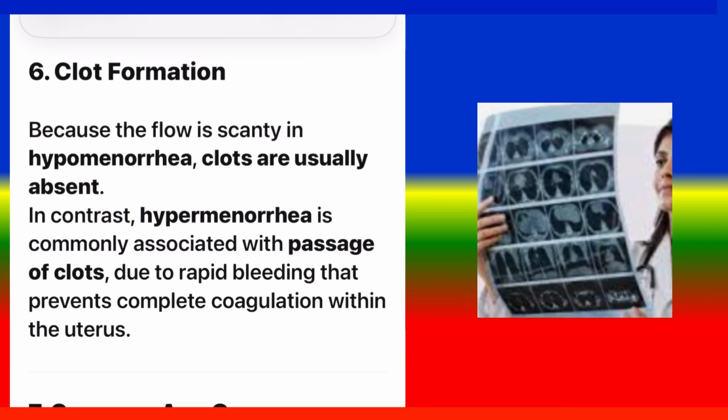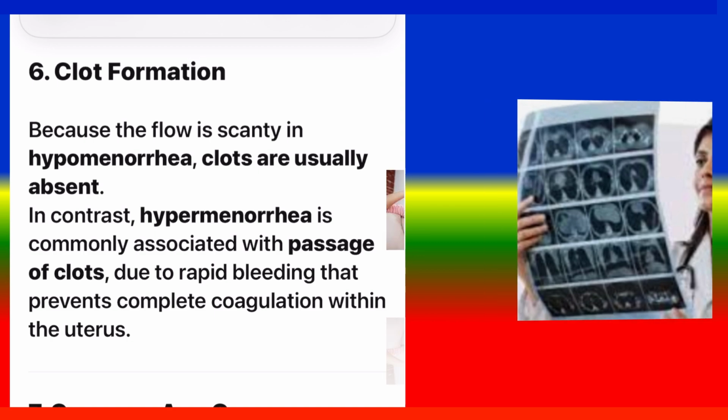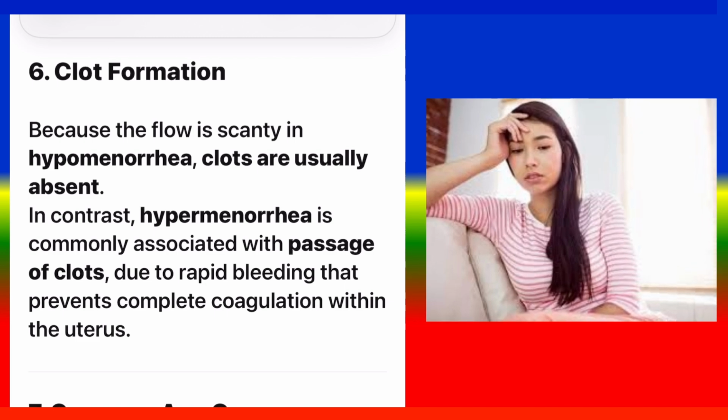6. Clot formation. Because the flow is scanty in hypomenorrhea, clots are usually absent. In contrast, hypermenorrhea is commonly associated with passage of clots due to rapid bleeding that prevents complete coagulation within the uterus.